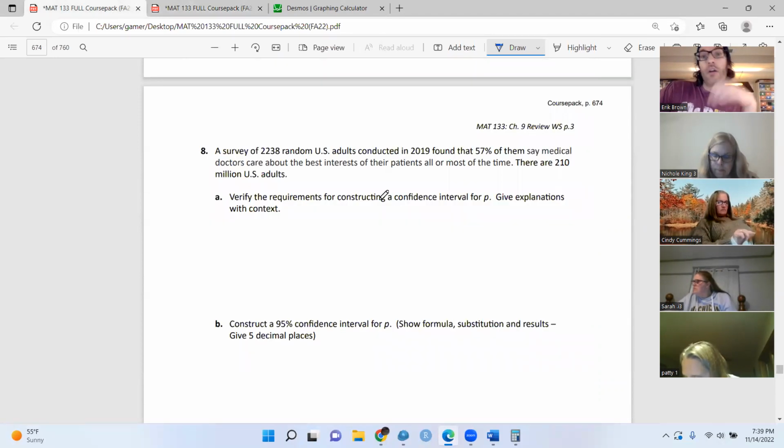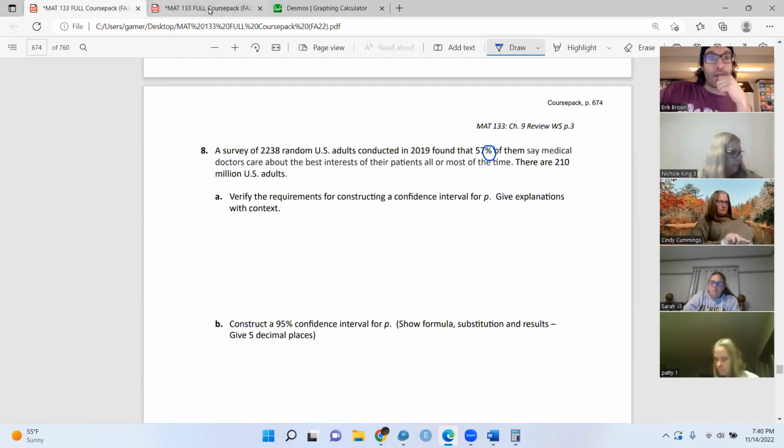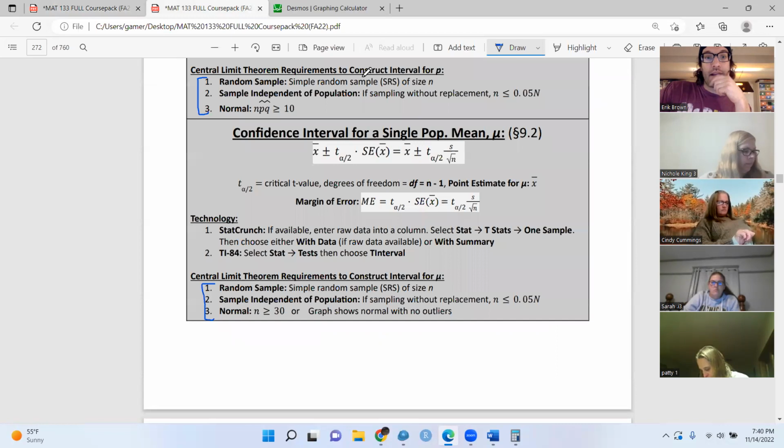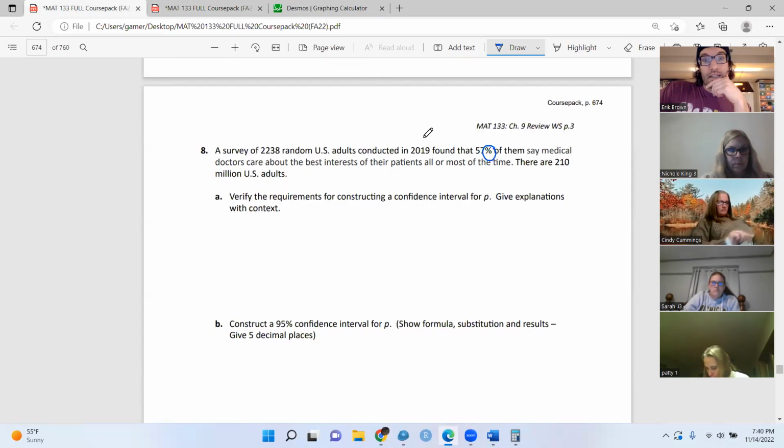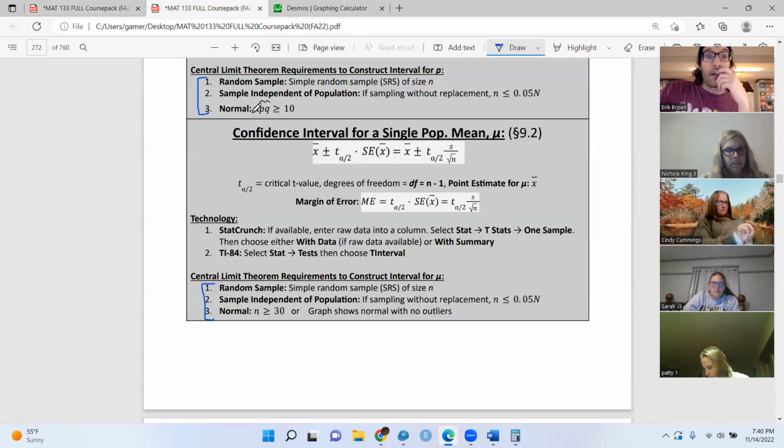That's helpful. Now we're verifying, but for what parameter? Mean or proportion? Proportion, it's a percentage. Good. So you did random, given sample size of 2238 is less than or equal to 5% of 210 million. Check, right? And you did n times p hat times q hat is greater than or equal to 10, right? Oh, I didn't do that part. So don't forget that one.